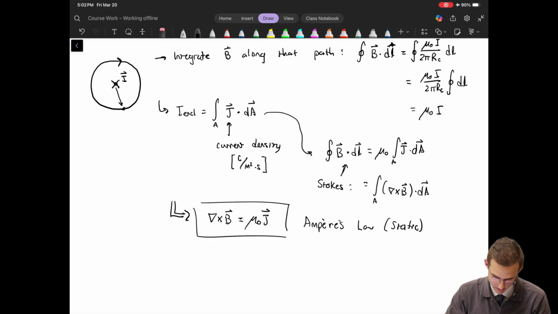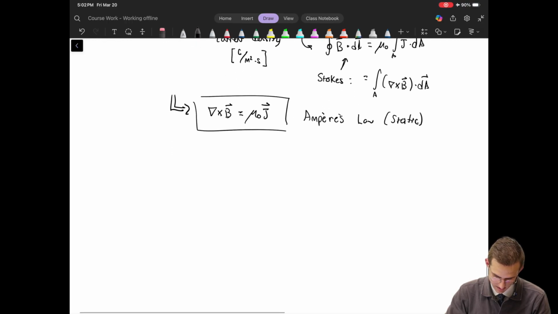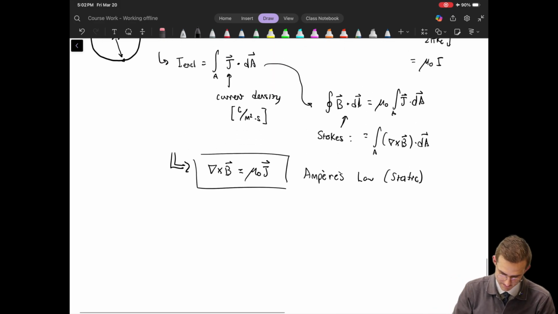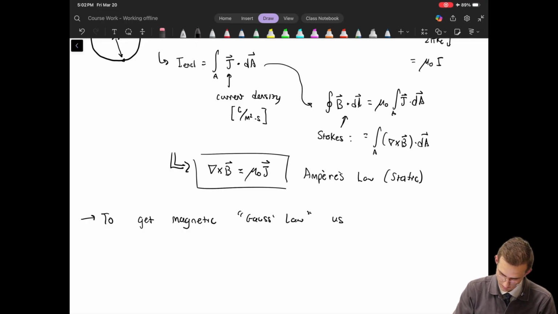All right. So then, if we want to get the Gauss's law of magnetism, it's actually a one-step process here. To get the magnetic Gauss's law, we actually just take the divergence of the B field. So take the divergence of B as defined by Biot-Savart.